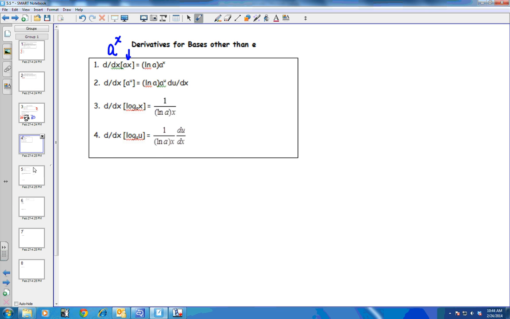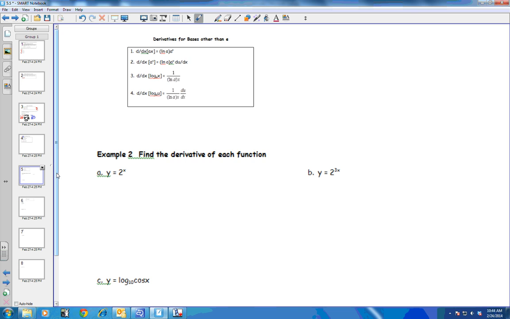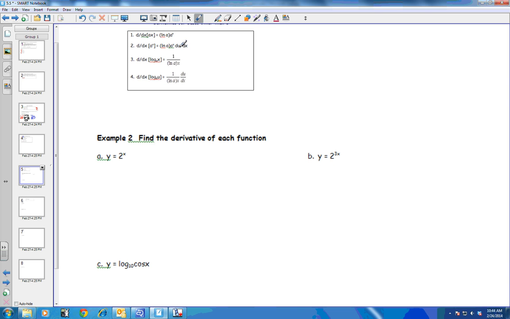So let's look at some of the examples of what they would look like. Okay, I put these up here for us to look at. And again, this is a to the x. Find the derivative of each function. Well, which rule would this be? Remember, a is always a constant, and x is my variable. So this is rule number 1. And if it helps you, my a is 2.